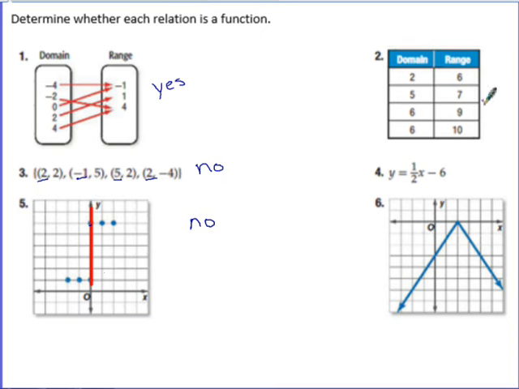Here's a table. So again, we're looking for repeats in the domain, in the x values. I have 2, 5, 6, 6. Two 6s means no, not a function. Alright, now we have an equation.